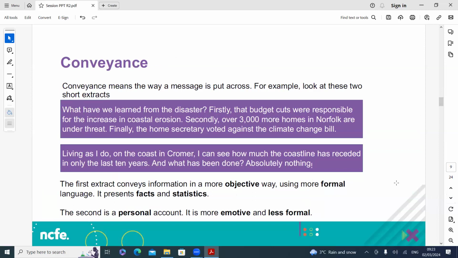So let's have a look at some examples. What have we learned from the disaster? Firstly, that budget cuts were responsible for the increase in coastal erosion. Secondly, over 3,000 more homes in Norfolk are under threat. Finally, the Home Secretary voted against the climate change bill.